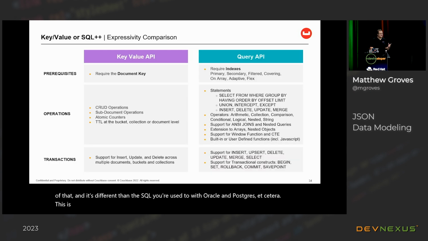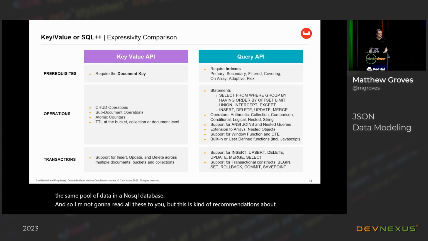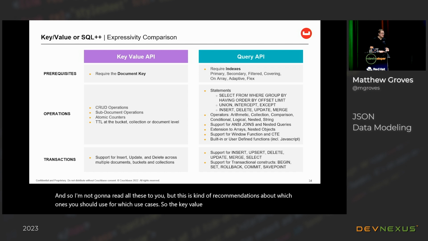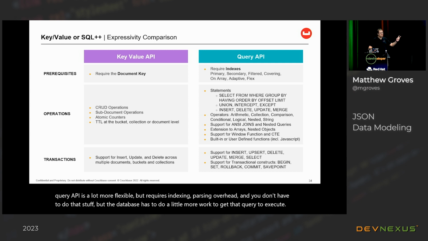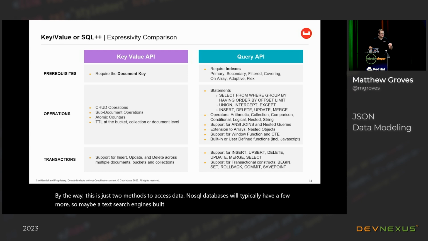This is a side-by-side that breaks down these two APIs. These are just two methods to access the same pool of data in a NoSQL database. I'm not going to read all these to you, but these are recommendations about which ones you should use for which use cases. The key value API is simple, extraordinarily fast. This is where you're going to get microsecond latency looking up and writing data. The query API is a lot more flexible, but requires indexing, parsing, overhead. You don't have to do that stuff, but the database has to do a little more work to get that query to execute. By the way, these are just two methods to access data. NoSQL databases will typically have a few more. So maybe a text search engine is built in, or an analytics engine, maybe some mobile options as well. I'm not going to cover those today.